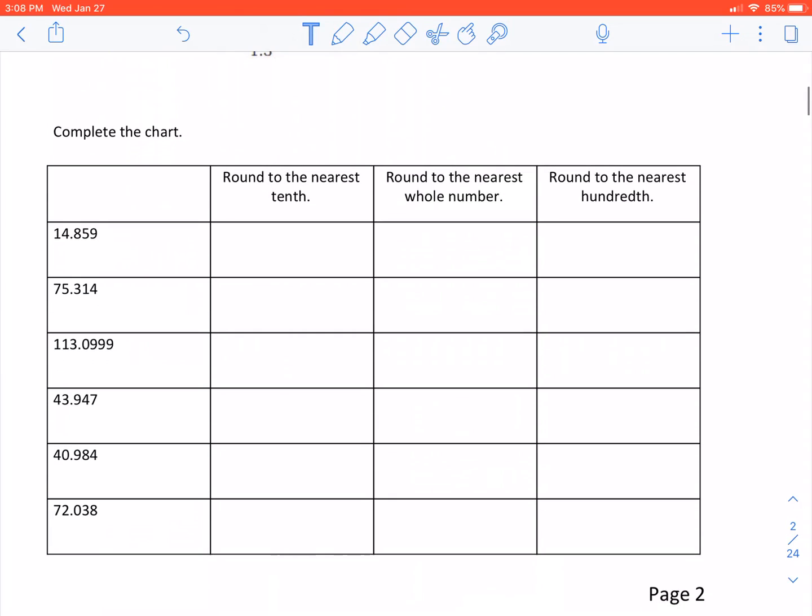So let's complete the chart. We are going to round to the nearest tenth, the nearest whole number, and the nearest hundredth. So tenth, whole number, and hundredth. All right, and we're going to do that for each number on the left.